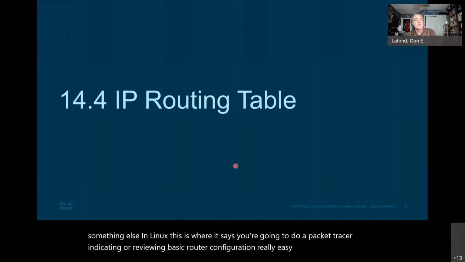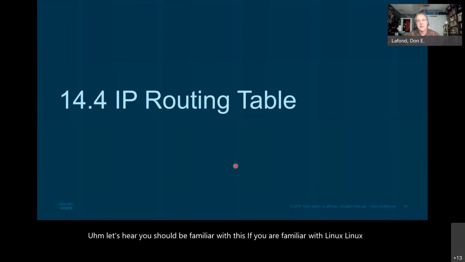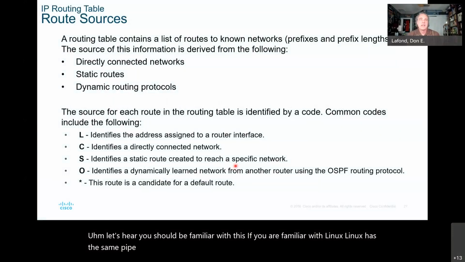Now let's delve a little bit deeper into the IP routing table. A routing table contains a list of routes to known networks, prefix and prefix lengths.